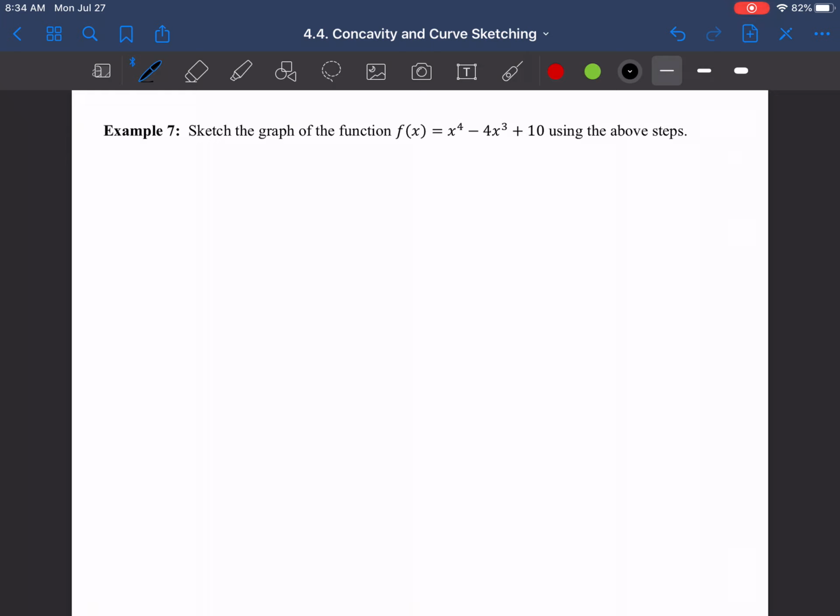And then after that, we've got to start looking at those points. So let's do that first. All right, so let's do the derivatives first.